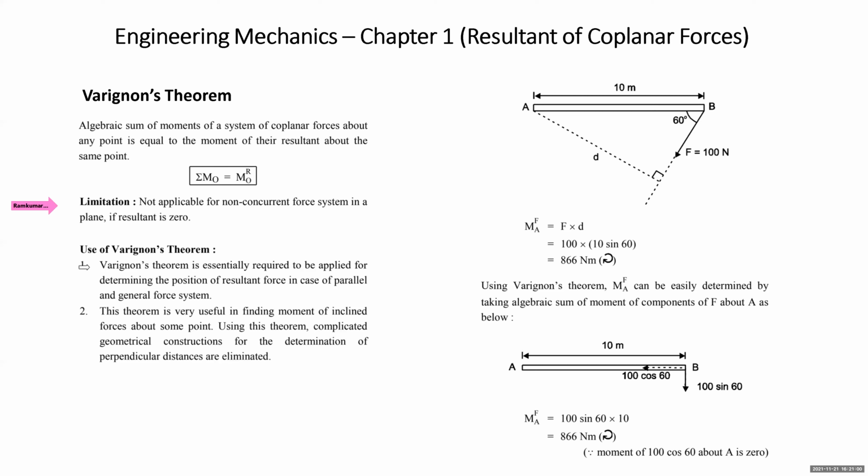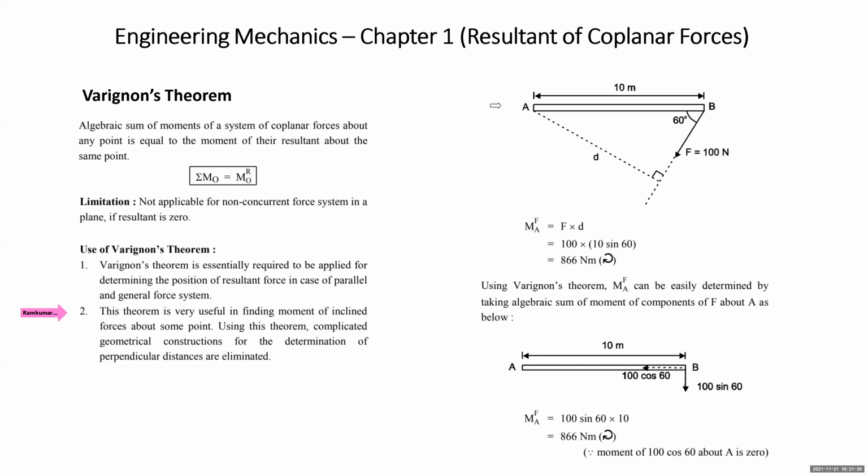Now, uses of Varignon's theorem. Varignon's theorem has two uses. One use I have already discussed: it is used to find the position of the resultant in parallel and general force systems. That is one of the important steps in the solution of problems of parallel and general force systems. The second use of this theorem is that you can find the moment of an inclined force without dropping a perpendicular or without going for geometrical construction.